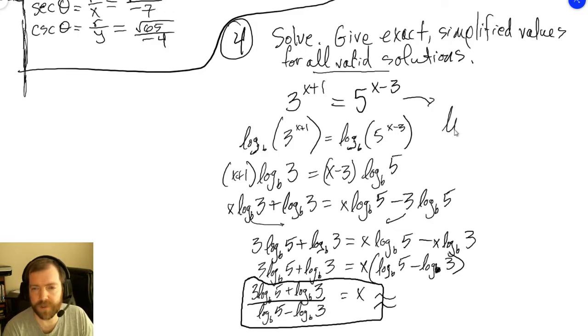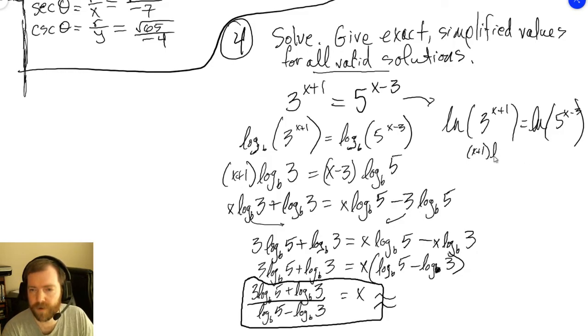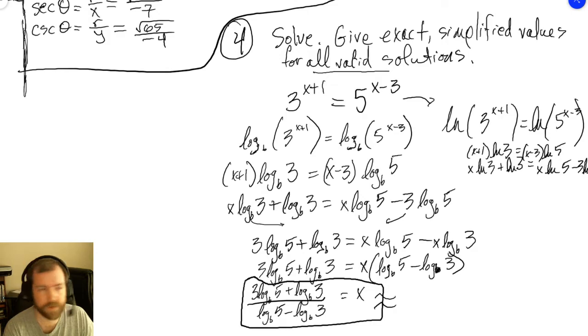I would have said, for instance, that this was the natural log of 3 raised to the x plus 1 equals the natural log of 5 to the x minus 3. This is x plus 1, natural log 3 equals x minus 3, natural log 5. This goes through the same stuff, so x natural log 3 plus natural log 3 equals x natural log 5 minus 3 natural log 5. You know what it is anyway.